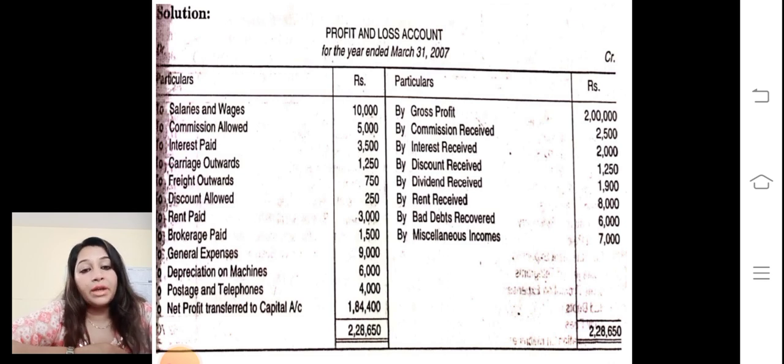So this is the way, and this net profit will go to the balance sheet, in the capital, on the liability side. So this is the way how to calculate the profit and loss account of the company, and the next account will be the balance sheet, that we will discuss in our next video.